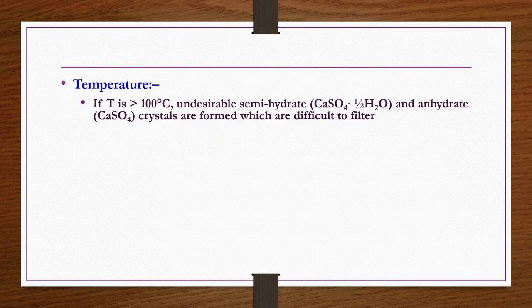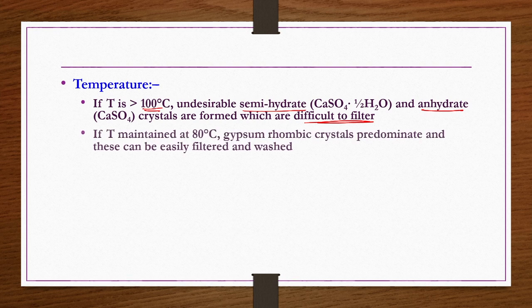Second one is the temperature. If the temperature is more than 100 degree centigrade, undesirable semi-hydrates of calcium sulfate and anhydrite calcium sulfate crystals are formed, and these are very, very difficult to filter out. Gypsum can be easily filtered out, but these semi-hydrates and anhydrite calcium sulfate crystals are very difficult to filter to get the acid from the slurry mixture. If the temperature is maintained at 80 degree centigrade, gypsum rhombic crystal formation is predominant, and these are easily filtered and washed, as we have discussed in the flow sheet, right?